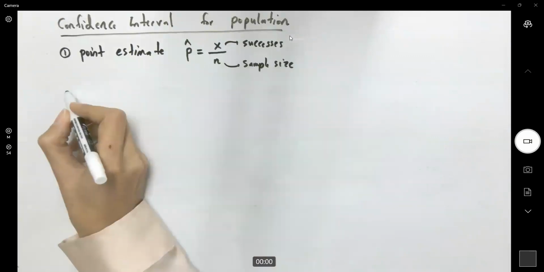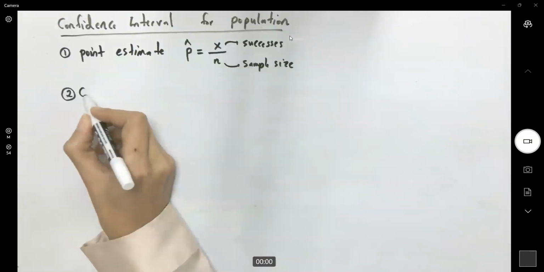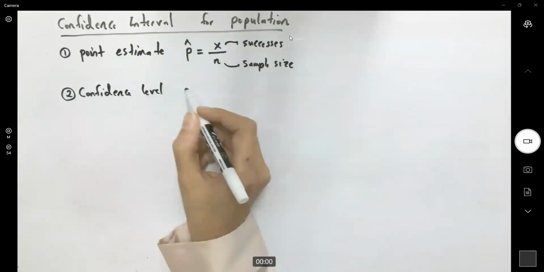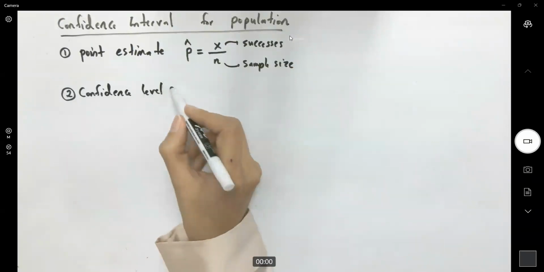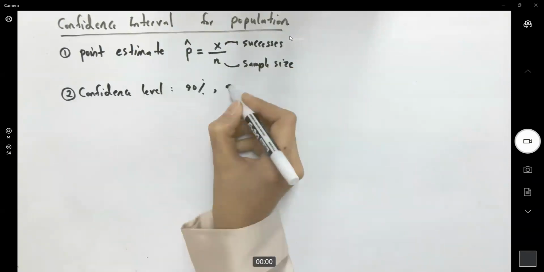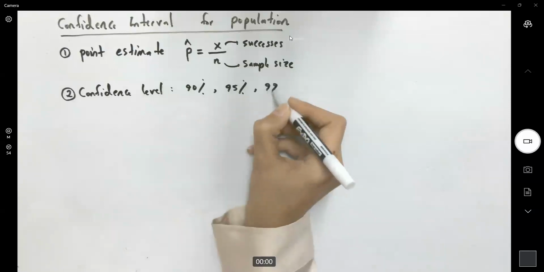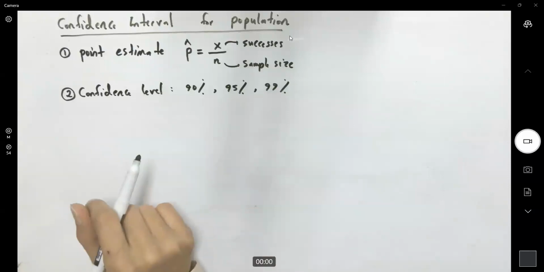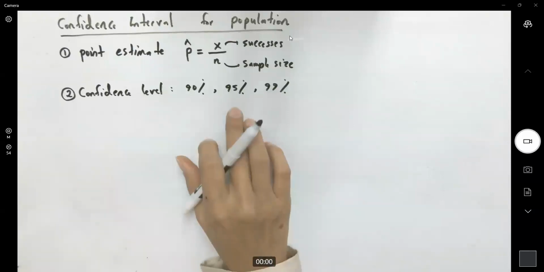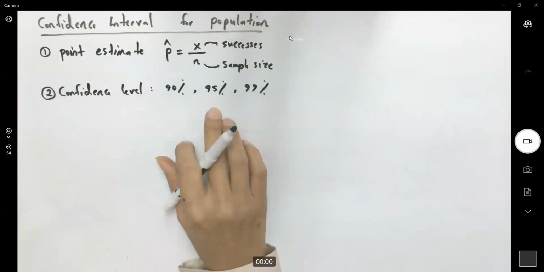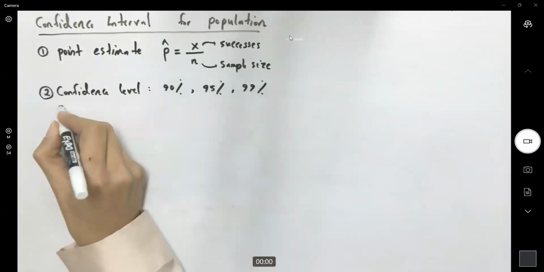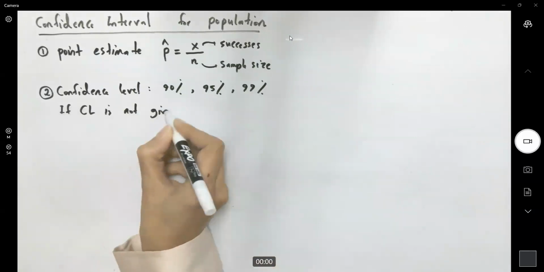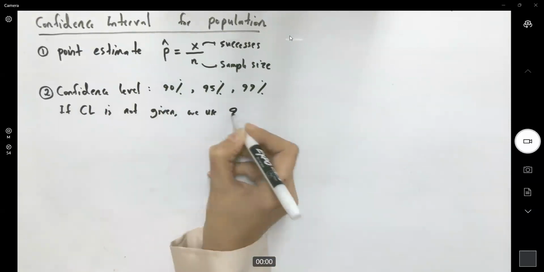Then we need to identify what is the confidence level. The confidence level, some famous ones are 90%, 95%, and 99%. Again, remember that if the confidence level is not given to us, it means that we can use 95%. So if the confidence level is not given, we use 95%.